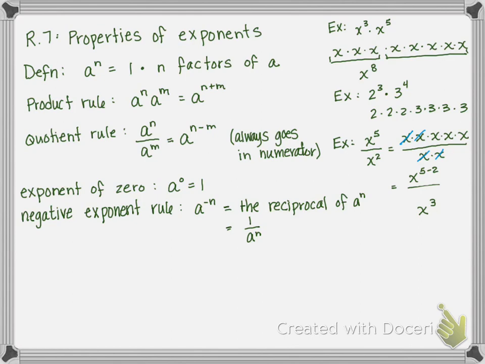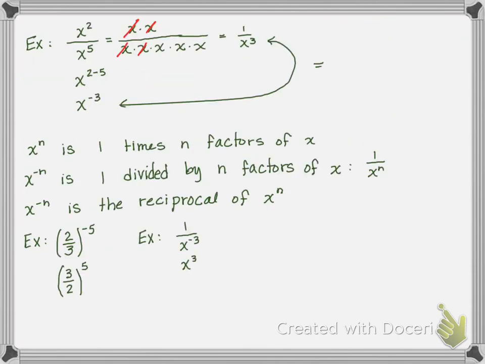Okay, and then we just have a couple more rules, and then we'll get to how to use them to actually simplify expressions. So let's say we've got x squared to the third. This says that I have 3 factors of x squared. So x squared times x squared times x squared.